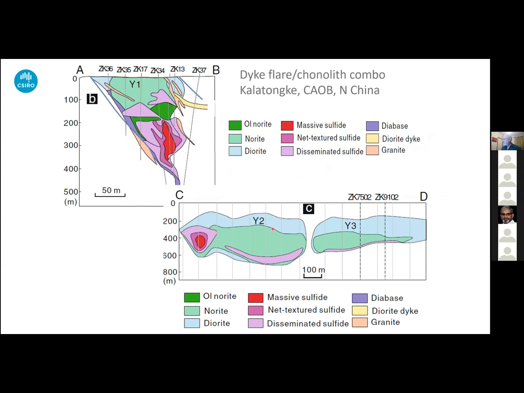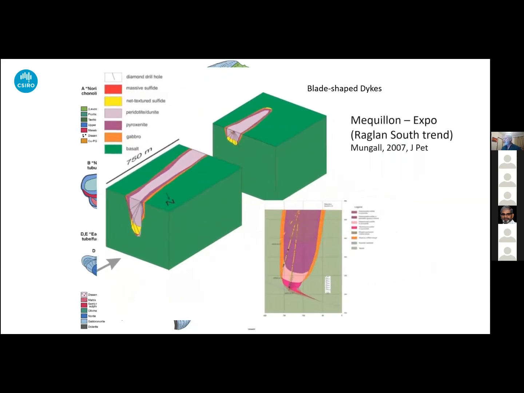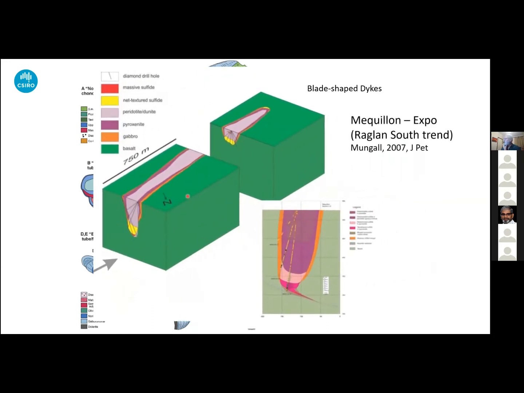And this is the classic side-on view, tube, end-on view, this sort of flared dike morphology. And again, lots of breccia-textured massive sulfides, wreathed in net-textured and disseminated sulfides with some really intriguing textures in them. But now the next type of morphology I want to look at essentially forms a continuum with that, these so-called blade-shaped dikes. These were first really recognized by Jim Mungall in the Raglan South region, south of the main Raglan belt. This is actually the Mequillon dike.